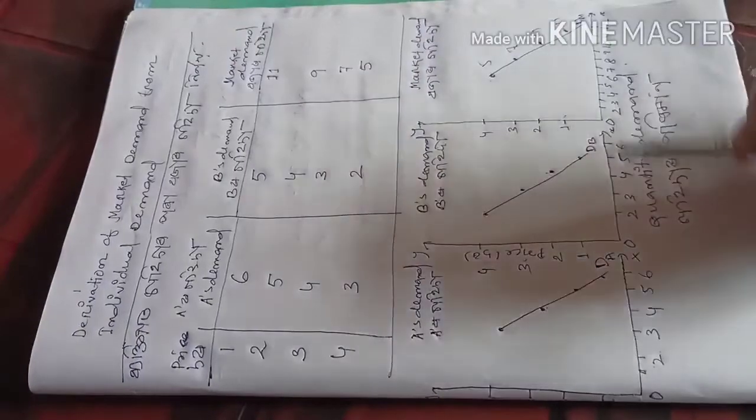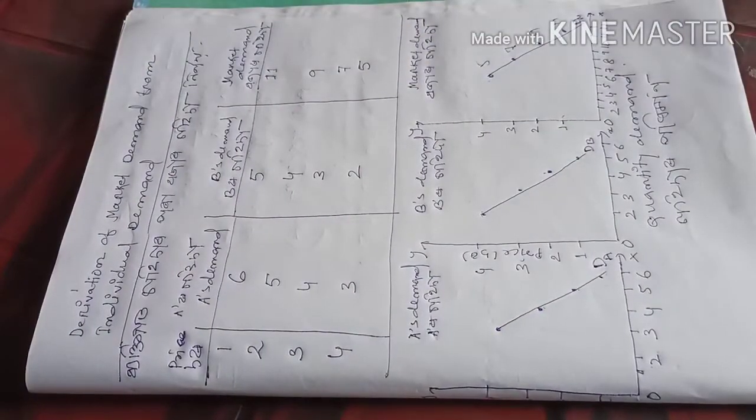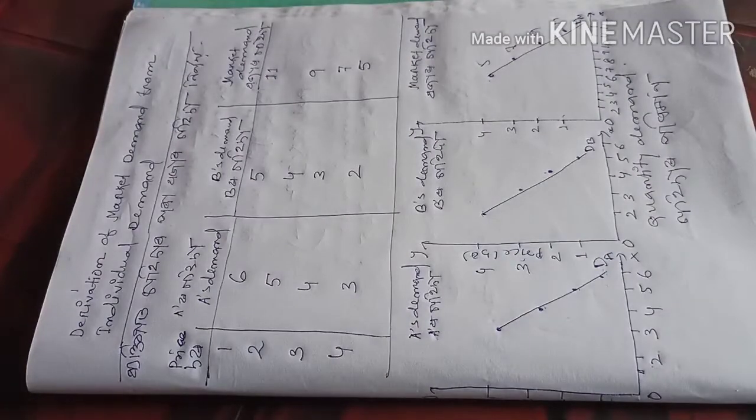Okay, so from the diagram we can say that if we sum up the individual demand for, suppose, individual A and B, then we will get the market demand curve. So we can say that market demand is the summation of individual demand.